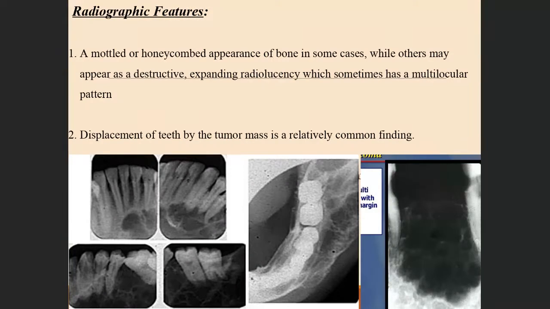Clinically, what signs and symptoms can you expect? As I told you, in the maxilla it can invade the maxillary antrum. It can cause displacement of the tooth. Now, when a radiograph is taken, it has a multilocular appearance. We can describe it as a mottled or honeycombed appearance. You can see it is osteolytic. There is destruction of the bone, and you can see this multilocularity.